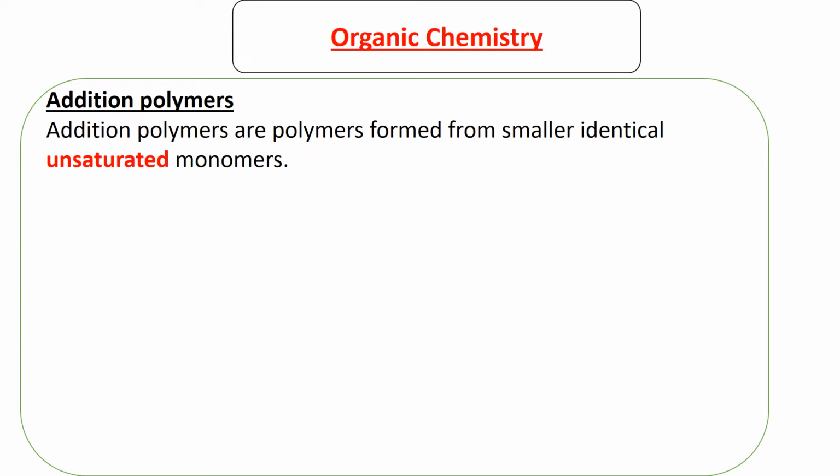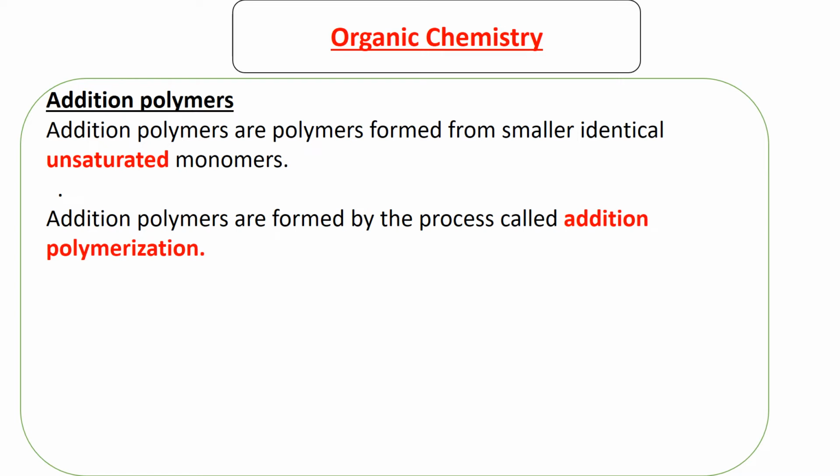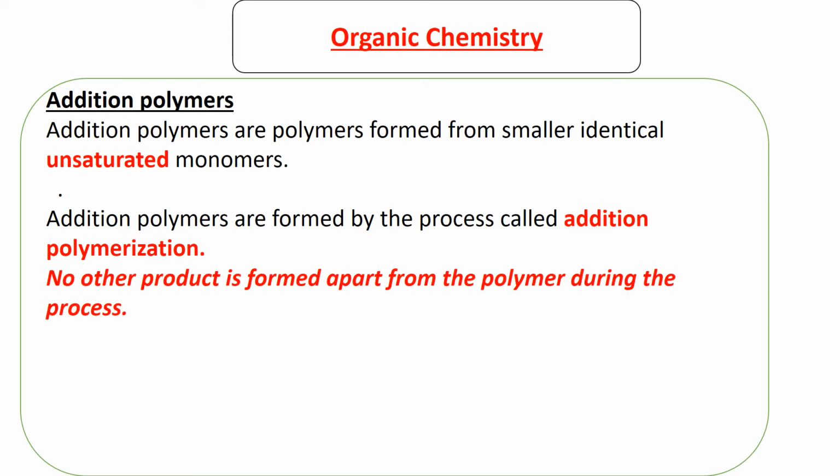So alkenes, when maybe there are two, it's possible that they can connect to each other, they can react. Therefore, that's just an insight to make you remember that addition polymerization is for unsaturated monomers such as alkenes. Addition polymers are formed by the process called addition polymerization. So this is just an emphasis of the point that I had said.